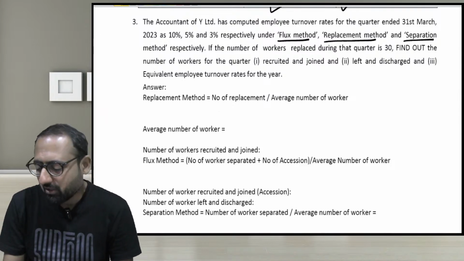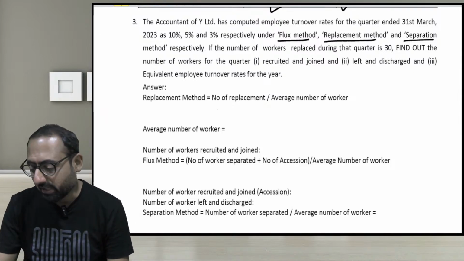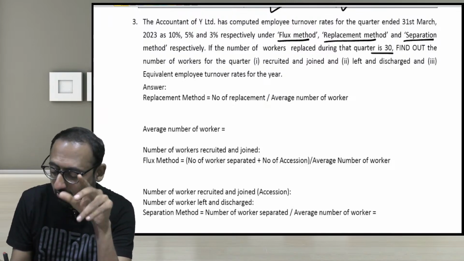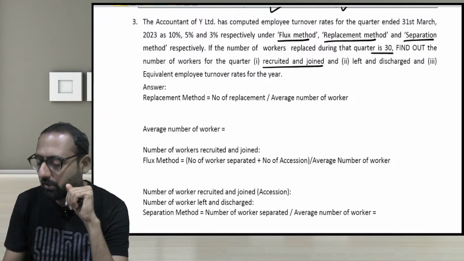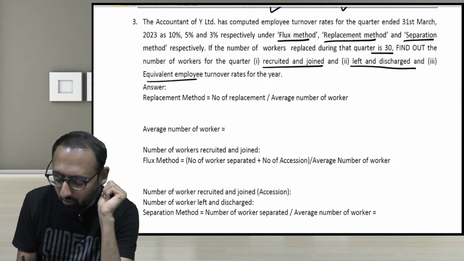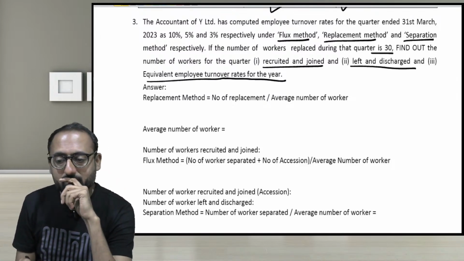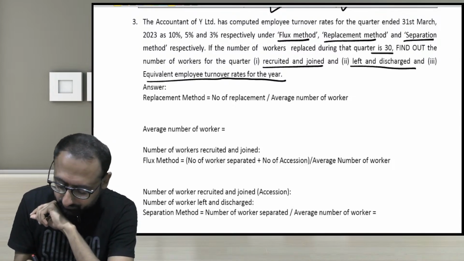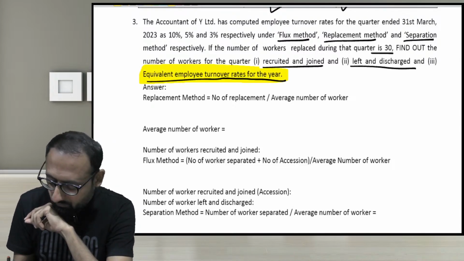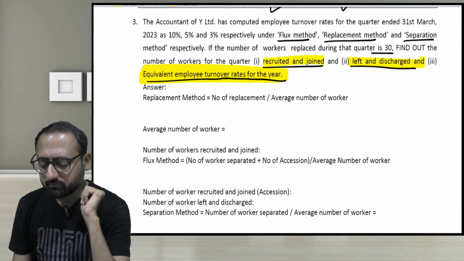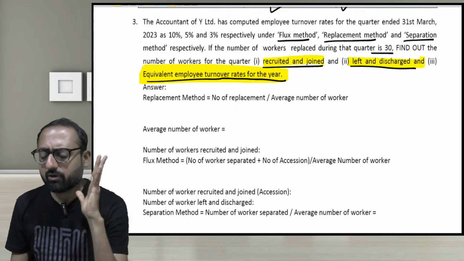Now, next. If the number of workers replaced during the quarter is 30, find out the number of workers recruited and joined, left and discharged, and equivalent turnover rate for the year. Equivalent employee turnover rate for the year.